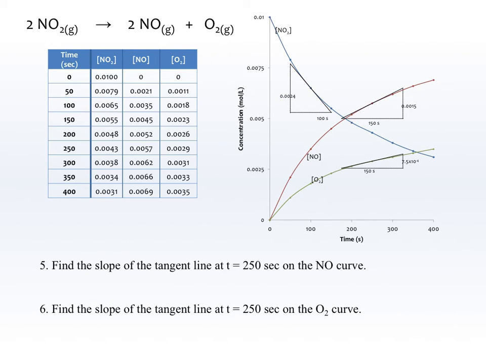Let's do another one. Find the slope of the tangent line at t equals 250 seconds on the NO curve and at t equals 250 seconds on the O2 curve. I want you to work this one on your own. Pause the video now, and I'm going to go finish my orange. Well, that was a good orange.